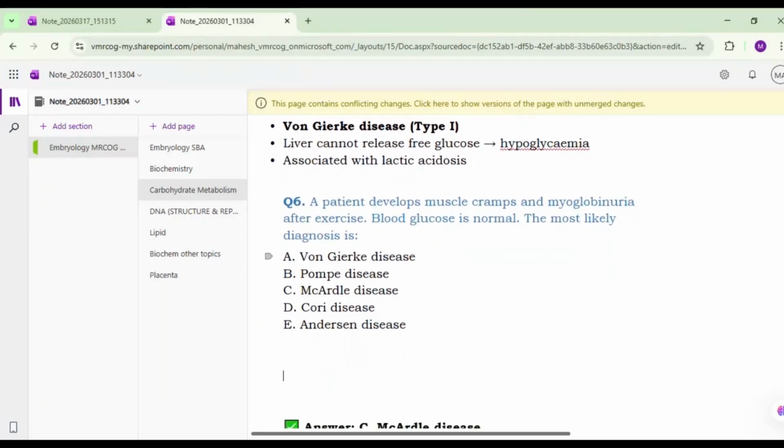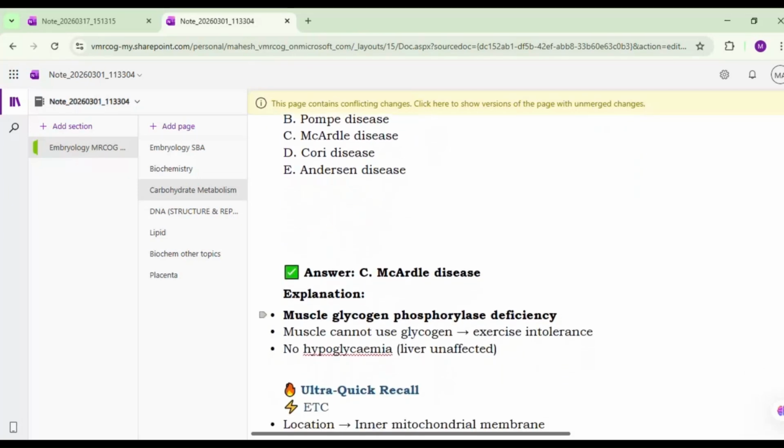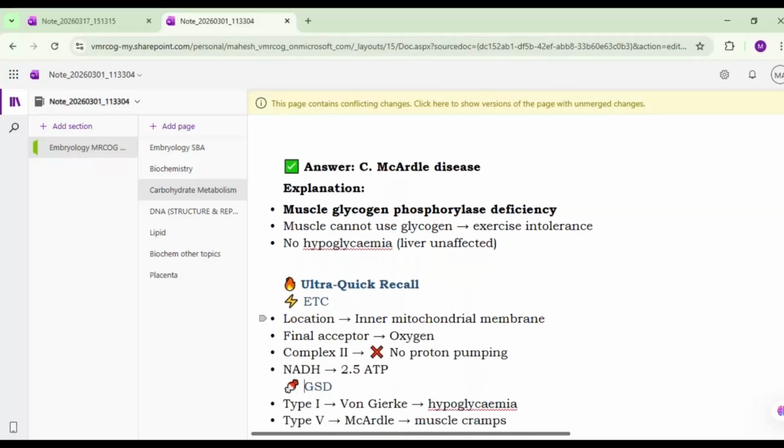Next. A patient develops muscle cramps and myoglobinuria after exercise. Blood glucose level is normal. The most likely diagnosis is McArdle's disease. Correct. So the answer is McArdle's disease. There is a muscle glycogen phosphorylase deficiency. Muscle cannot use glycogen, and exercise intolerance is there. There is no hypoglycemia. Okay, the liver is not affected.